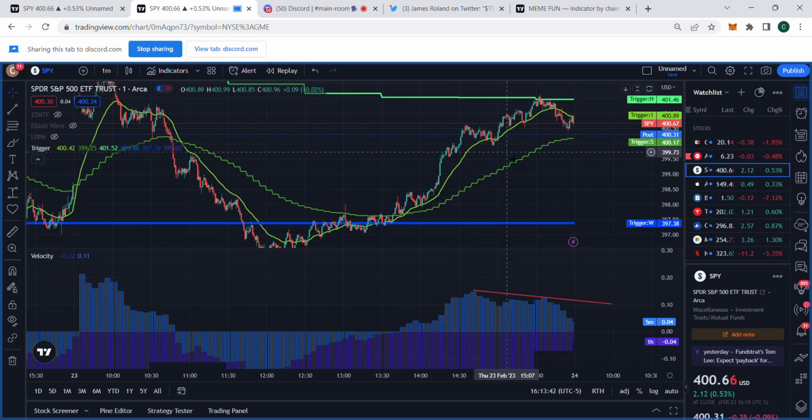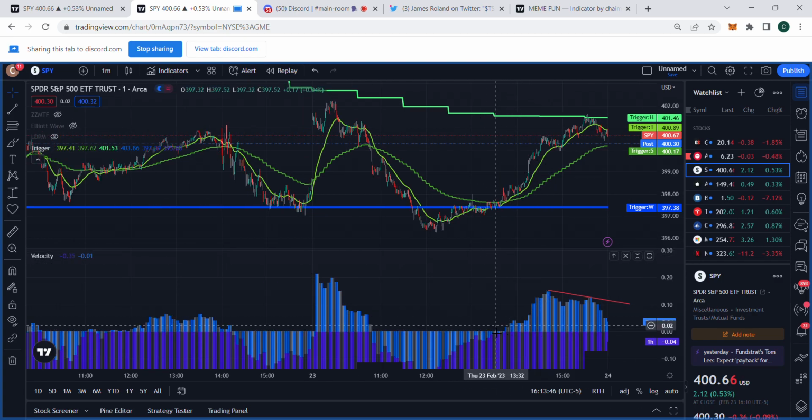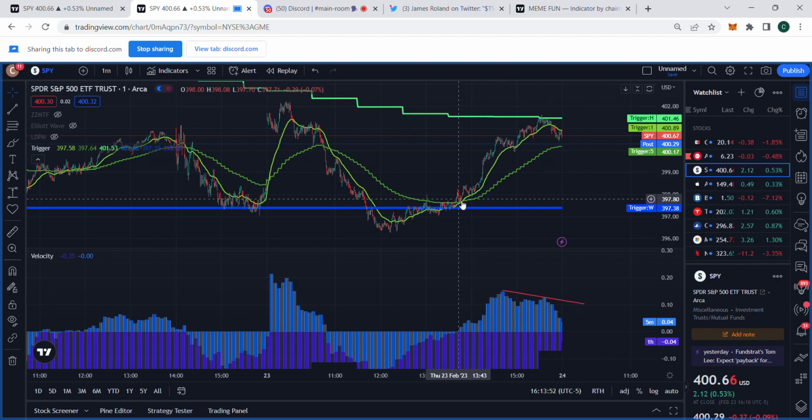Pretty simple. Just try to remember the setup, and next time you see 3 hourly divergences, and price moves above the 5-minute trigger and the 1-minute trigger crosses, just know that you have a 90% chance that price is going to end up attacking this hourly trigger. So that was the play for the day.